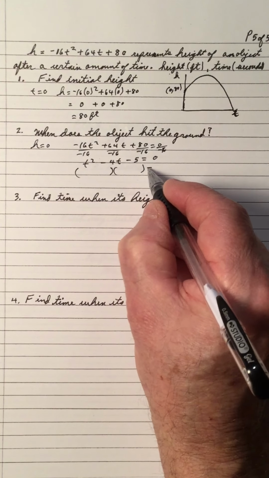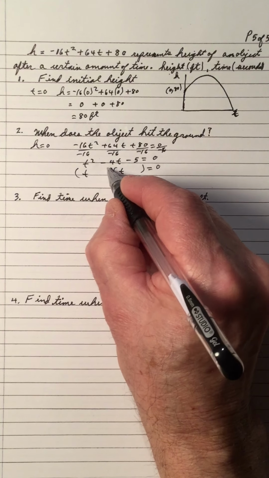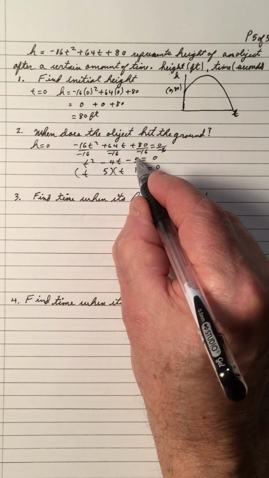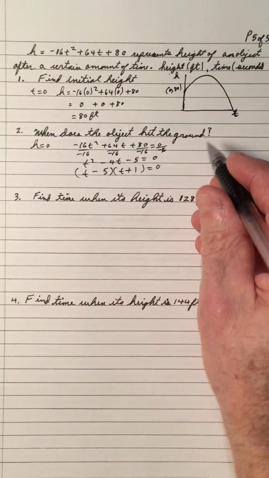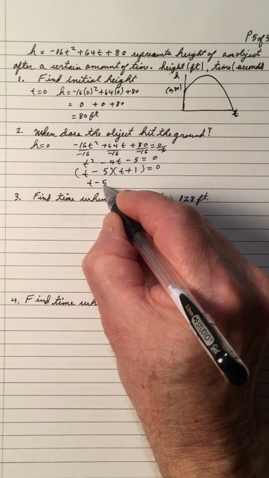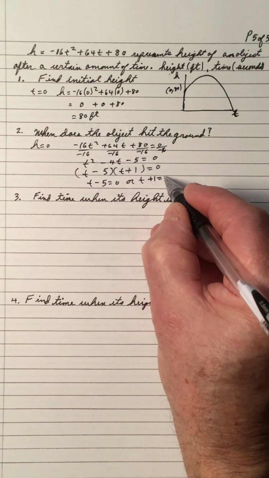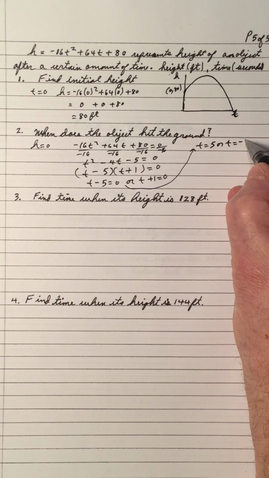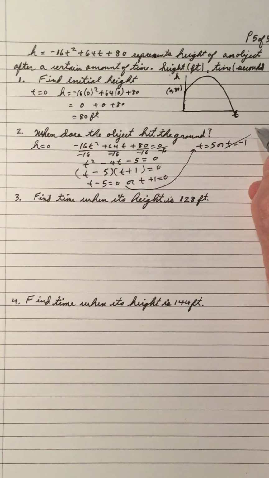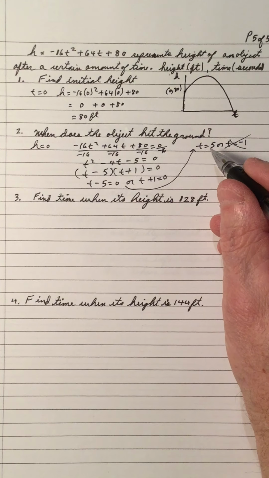Let's see if it's factorable. T squared is a t and a t. Factors of 5 are 5 and 1. Product is negative, sum is negative. So it's a negative 5 plus 1. So that means t minus 5 equals 0, t plus 1 equals 0. That means that t is equal to 5, or t is equal to negative 1. And we can't have negative time, so the official time when it hits the ground is 5 seconds.